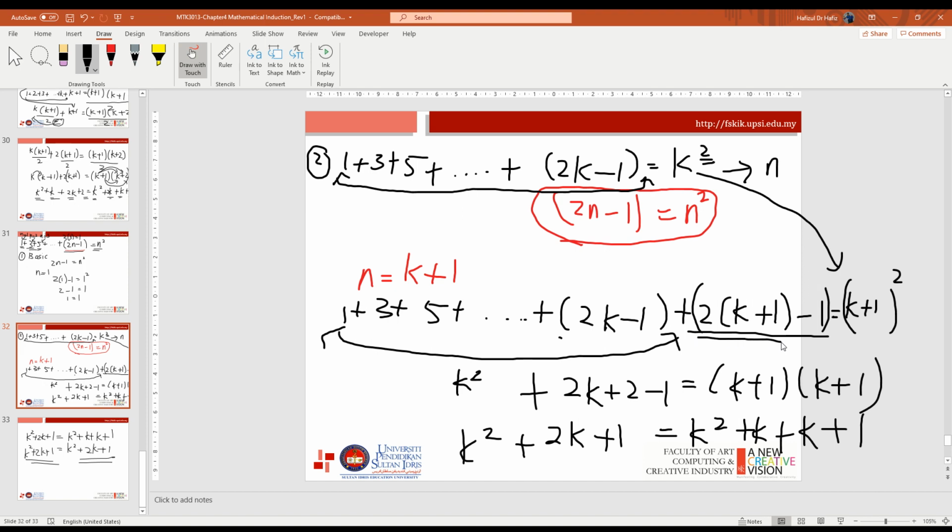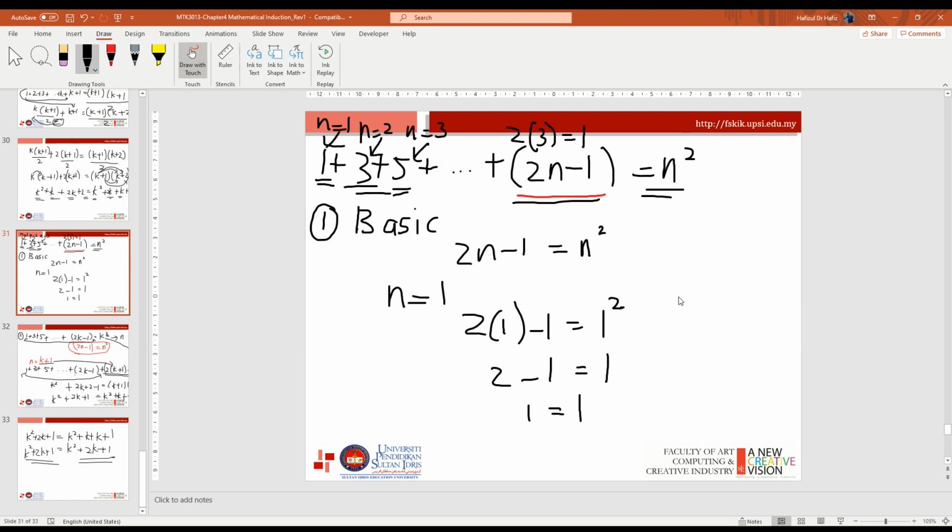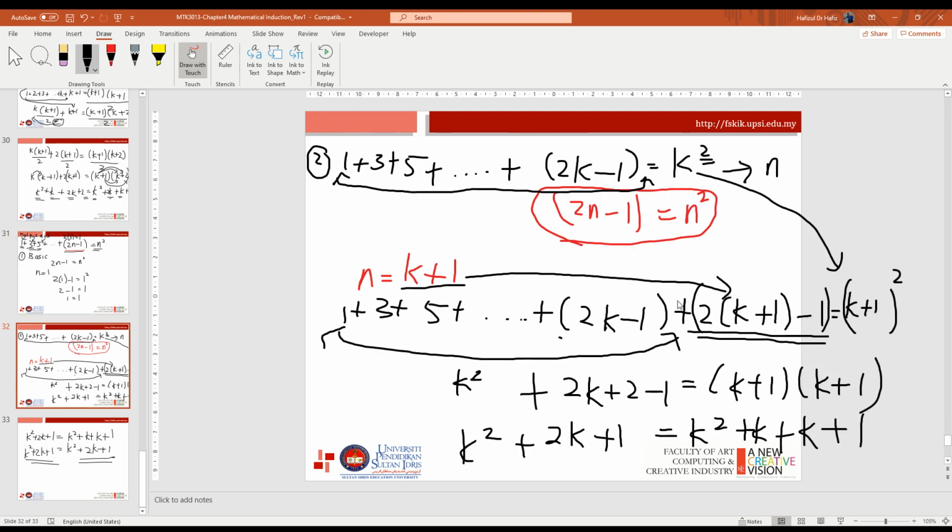Yang mana yang ni? Yelah kita nak ganti nilai ni, 2K tambah 1 ni. K tambah 1 ni, kita nak ganti dia. Macam mana? Yang mana? 2K tolak 1.